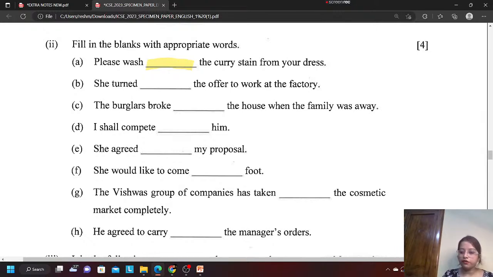Very good. Everybody is correct. She turned dash the offer to work, because these are only single words. Okay. Type fast, those who are here, so that we can finish. We do not waste a lot of time over here.